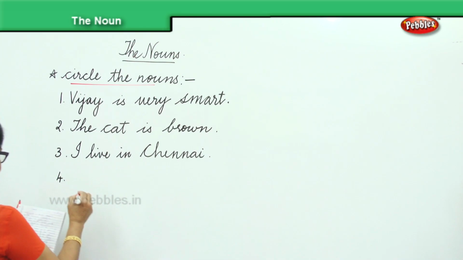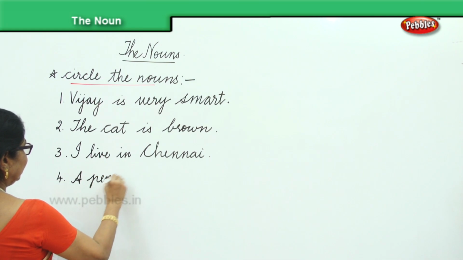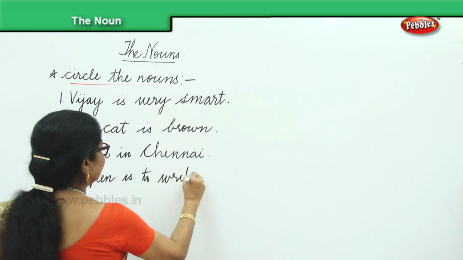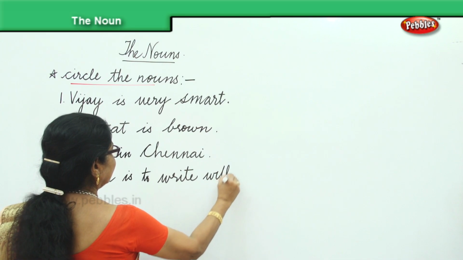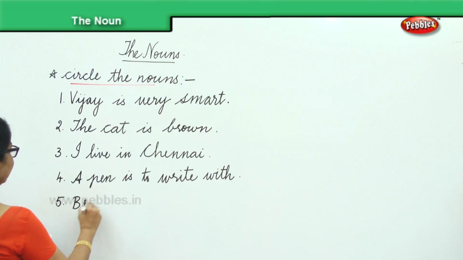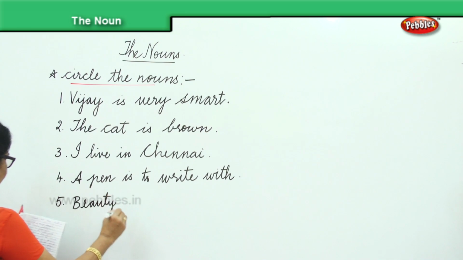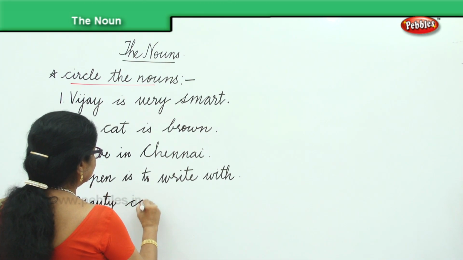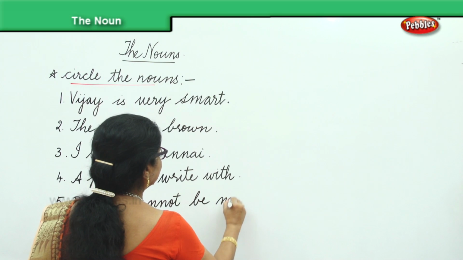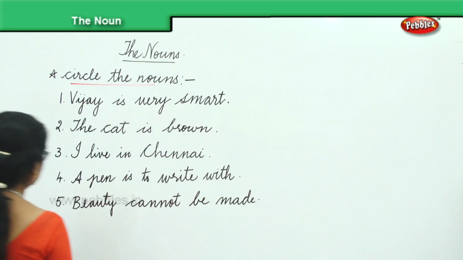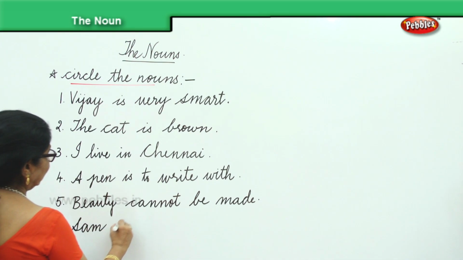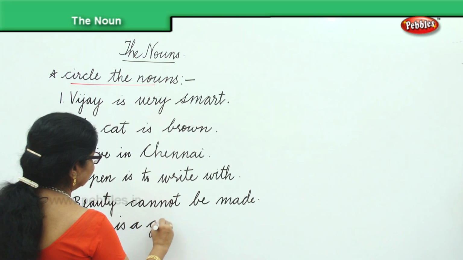Next, a pen. A pen is to write with. And fifth one, beauty cannot be made. Sam is a good boy.